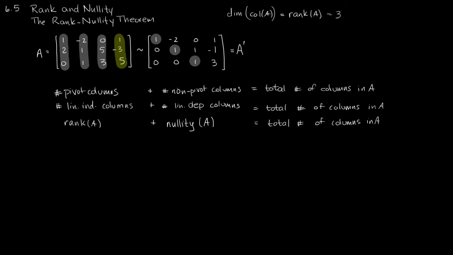Remember at the very beginning of this video, I reminded you that the rank of A is just the dimension of the column space of A. So let me write that one down as well. The rank of A can be thought of as the dimension of the column space of A.